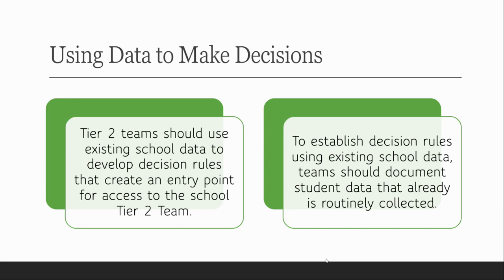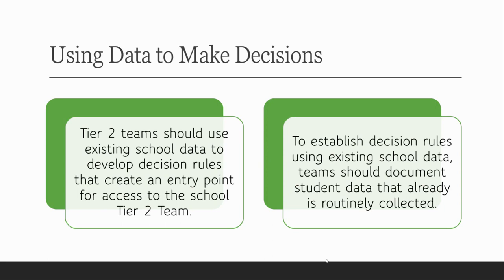To establish those decision rules using school data, those tier two teams must first consider and document student data that is already routinely collected. Examples of data that we're continuously collecting in school could be office discipline referrals, those records of those classroom minor behavioral discipline logs. We can look at the attendance, we can look at student tardy rates, we can look at how students are performing in their classroom, their grades, their testing, and things of that nature. We can use any of that to collect data to help us identify students that may be at risk.